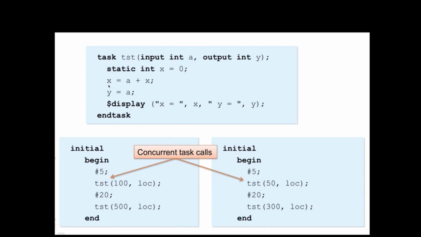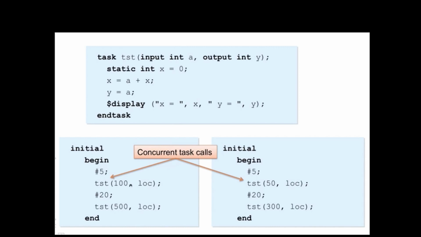Then in the invocation of the task, we're going to say x gets a plus x, so whatever the a value is. And then we're going to just say y gets a. And then we'll basically write the two values out. So the point is I want to show you what's going to happen, because I'm going to run it first as a static variable, and then I'll run it again as an automatic variable.